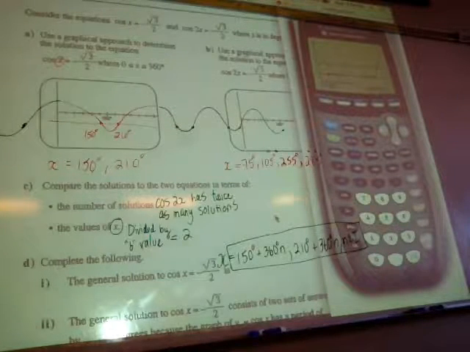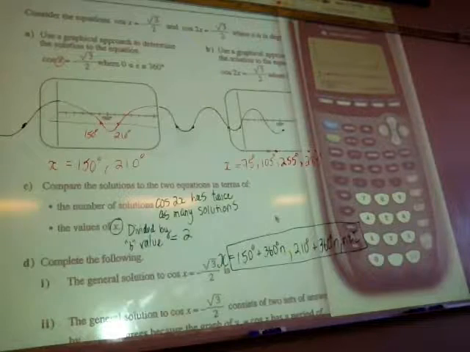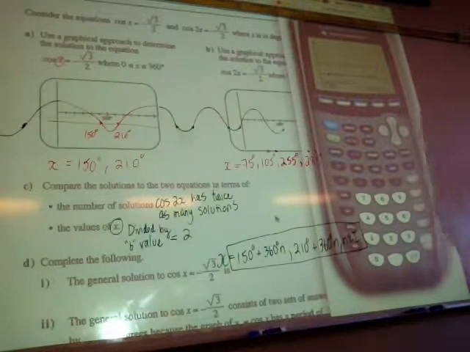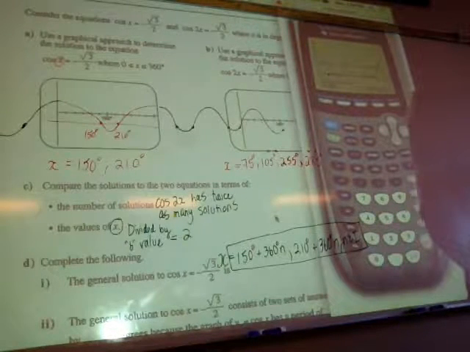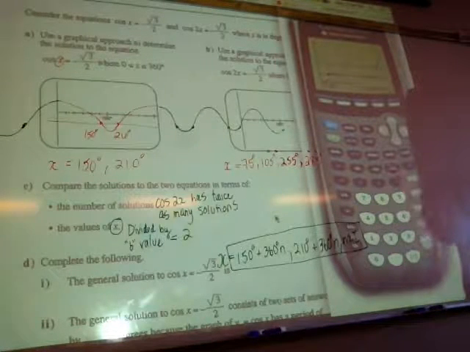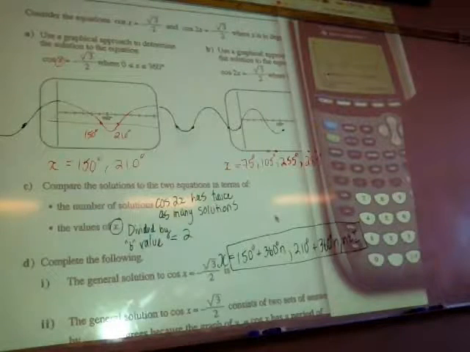Now part 2, the general solution to cosine x consists of 2 sets of answers. These answers, sorry I just have to read the fill in the blank here, differ by how many degrees? Okay, 360 degrees, because the period of cosine x is 360 degrees.